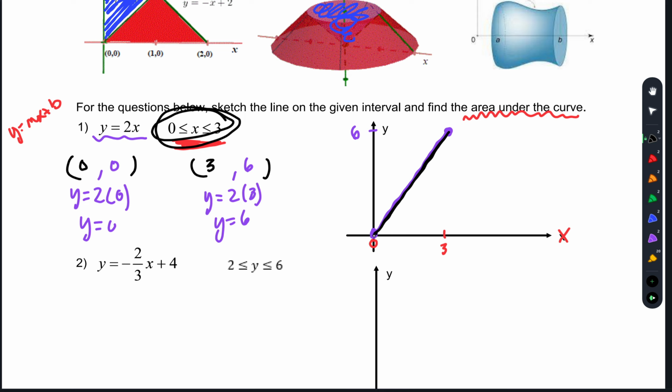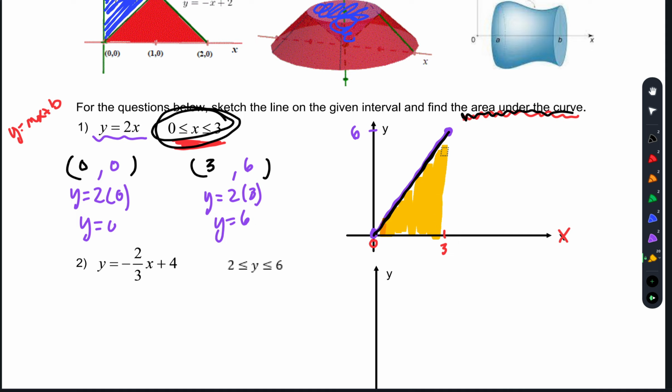Okay. Now, we need to find the area under the curve. So I need to define what the area under the curve is. Well, the curve in this case, or in all of the cases that we're going to see, our curves are going to be straight lines. So what is the area underneath this curve?